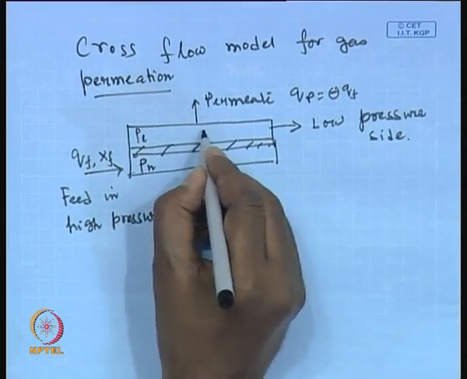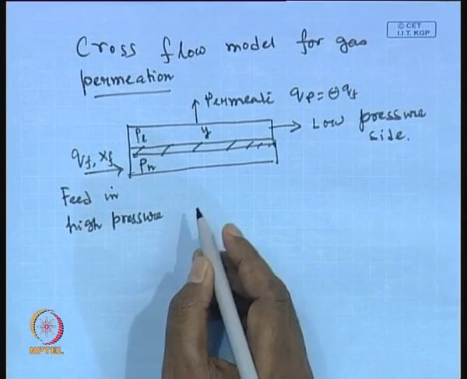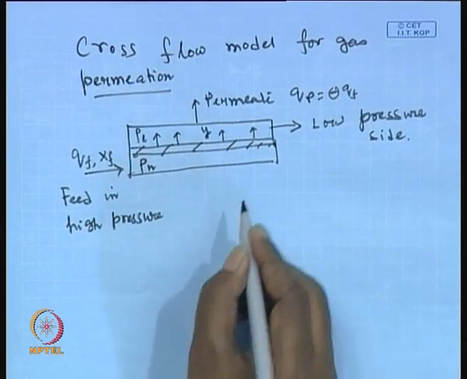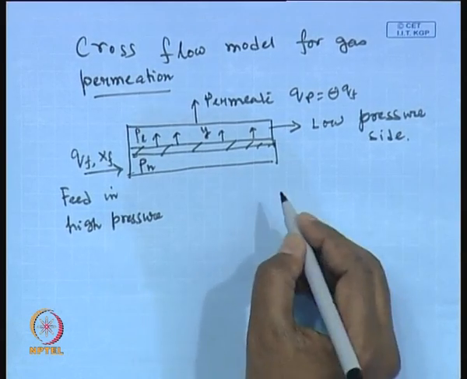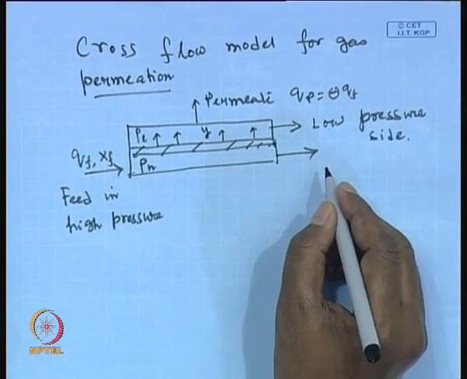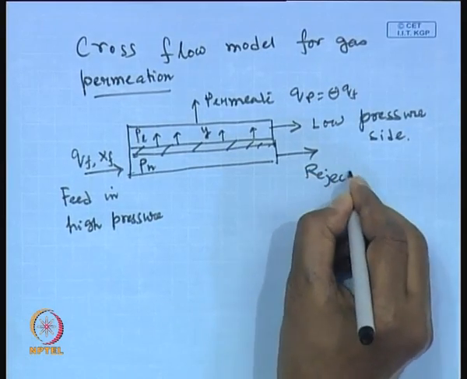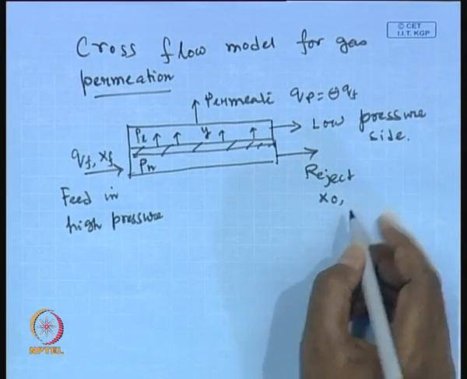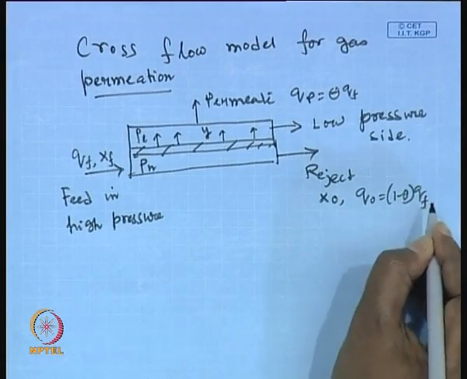Y is the mole fraction of the desired component on the permeate side, and the permeate is moving into the permeate side by a cross flow. Why is it a cross flow? Because the permeate is going in normal to the direction of the feed flow. So, the reject side will have a composition, a mole fraction x naught, and it will have a flow rate q naught, which is nothing but 1 minus theta times QF.